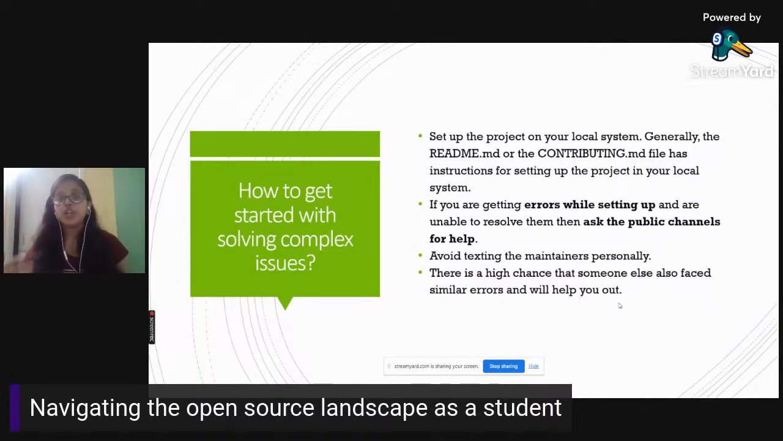So make sure that you ask any question in the public channels. Unless it is personal and you need to text the maintainers, that's a different case. But these are some of the good practices of open source, because open source is about collaboration. And also, if you ask in the public channel, there is a high chance that you will get a faster answer. And maybe some contributor who has faced similar errors will help you out in solving the error. So this is why I said in the beginning that open source is about helping each other and collaborating more than just coding.